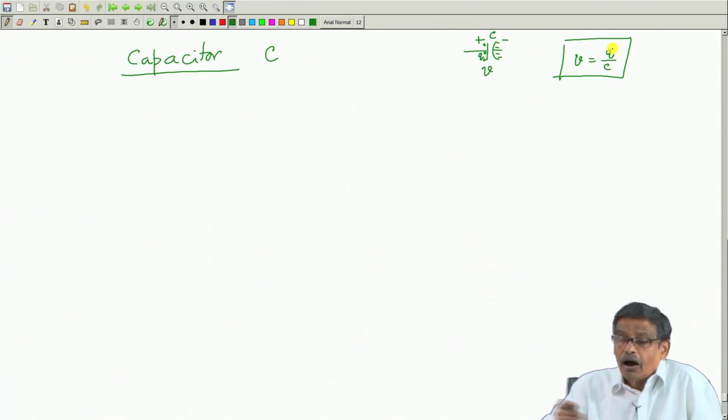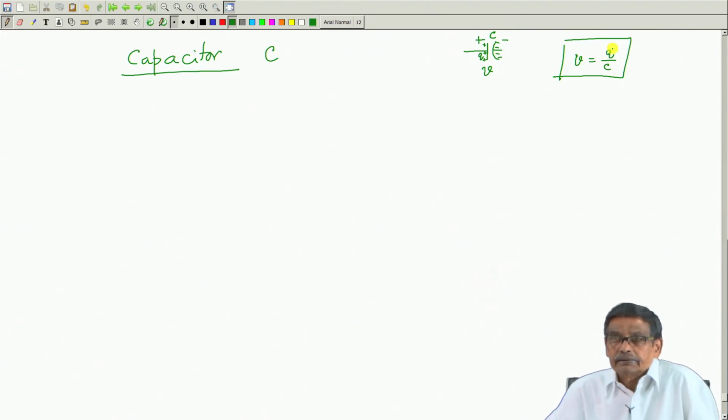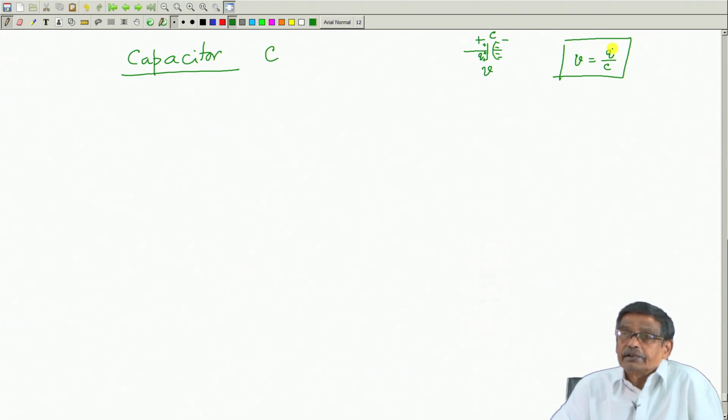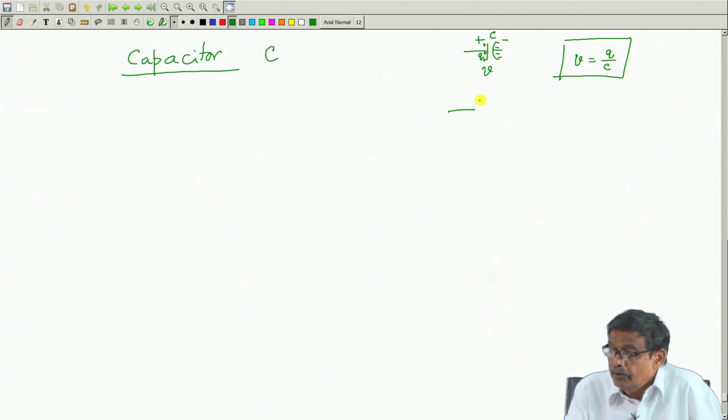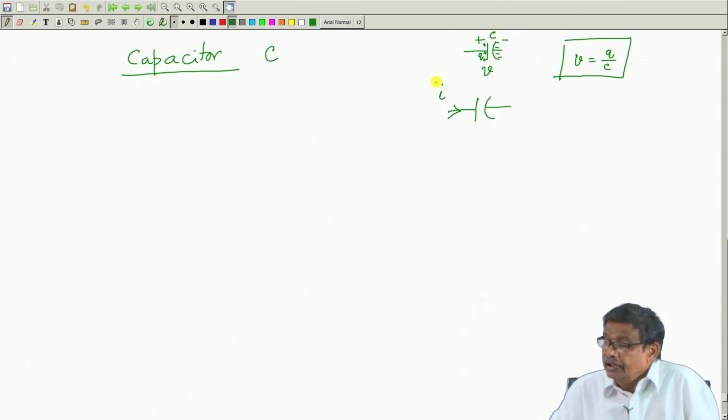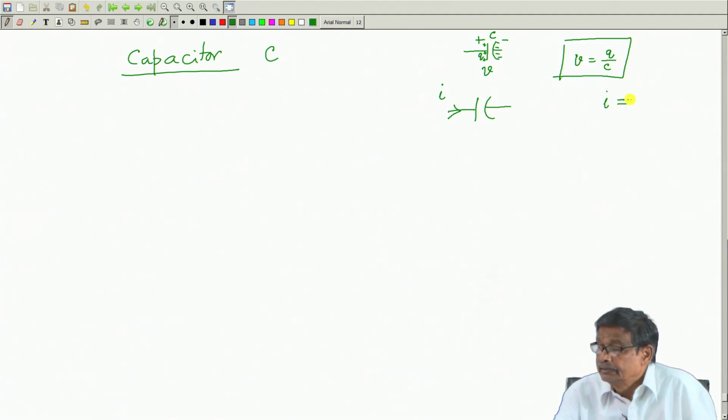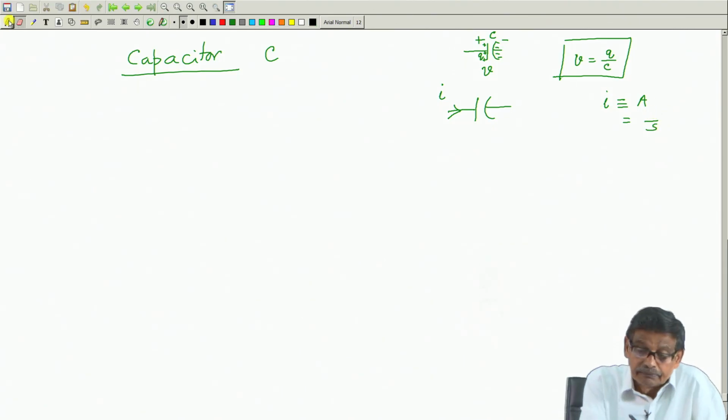Now, the question is how charge can be put in a capacitor. Charge can be established or can be brought onto the plate of the capacitor if you allow some current to flow, is not? I is ampere, which is nothing but coulomb per second. So, this is coulomb per second.